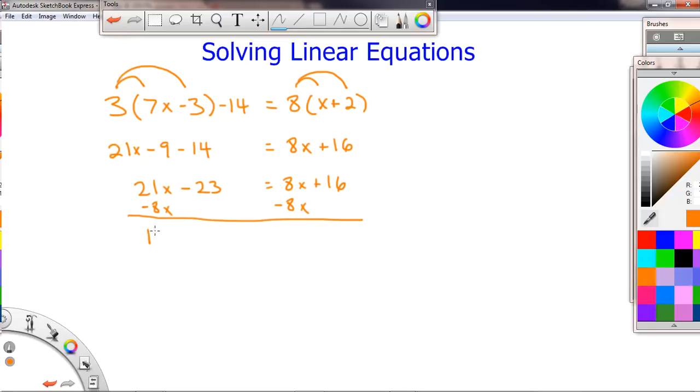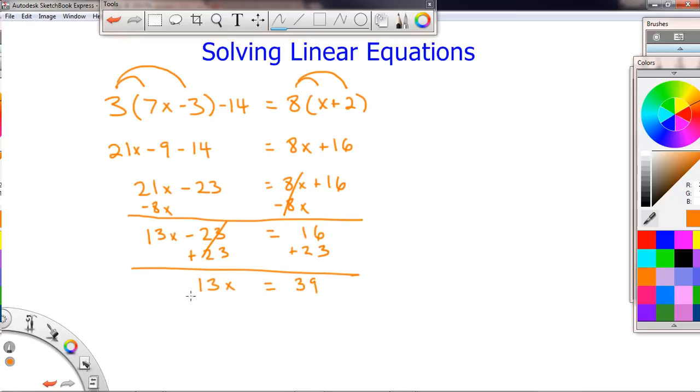21x minus 8x is 13x minus 23 is equal to, well, these cancel out. And I'm left with, the only thing over here is a 16. Okay, now this is almost exactly like our first problem. So we'll add 23 to both sides. That'll be isolating the x term. So 13x, these cancel out, is equal to 23 plus 16 is 39.